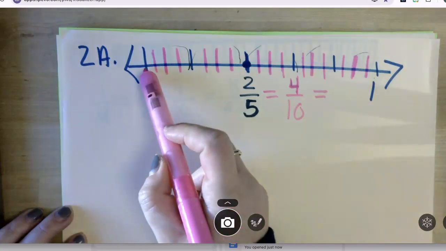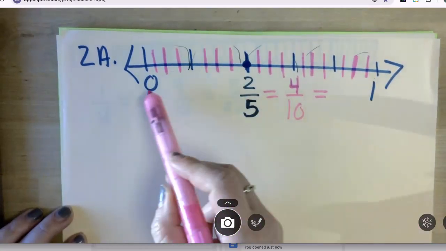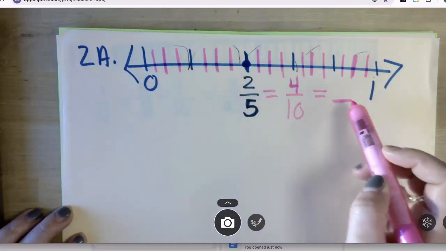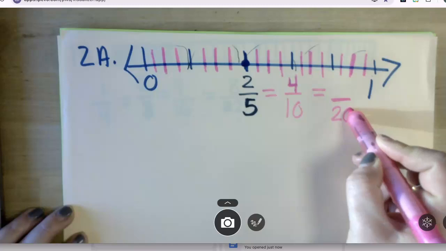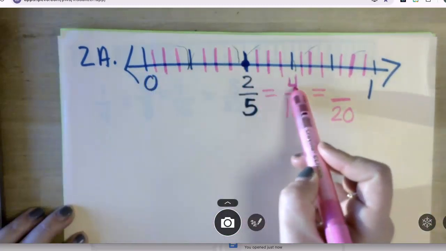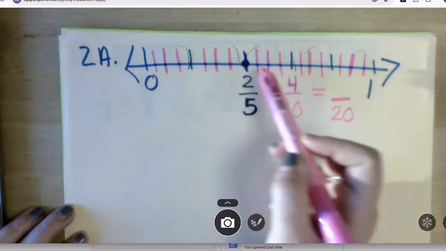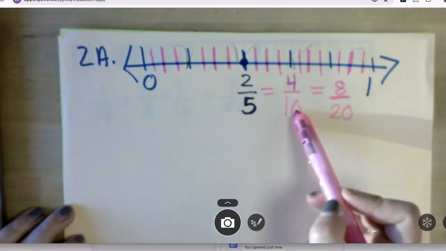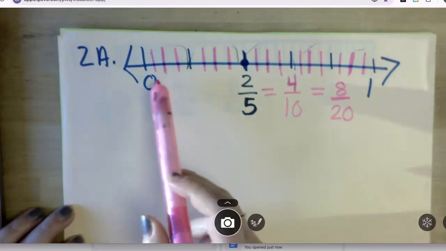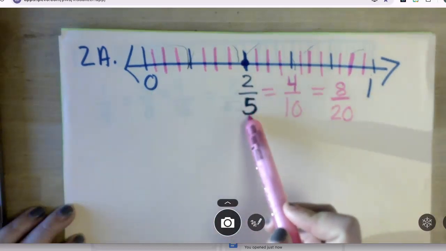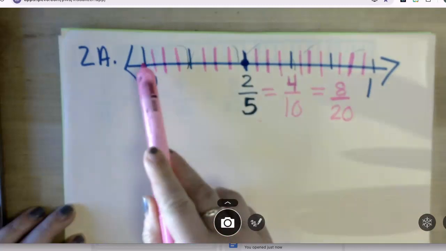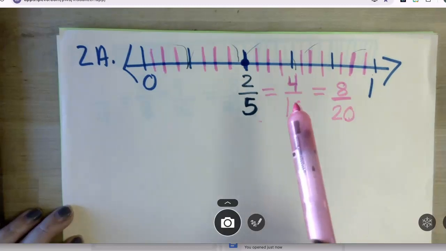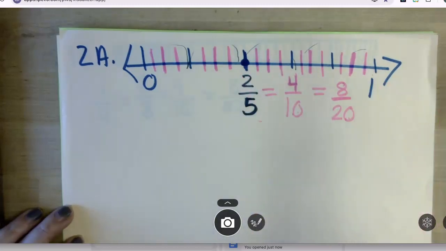Should start to see a pattern. 5, then 10, then I should probably have 20, and instead of 2, 4, I should probably have 8. So 2/5, 4/10, and 8/20 are all equivalent fractions, and like I said, you should start to see that pattern. We're still going to be using our models to help us answer these equivalent fraction questions.